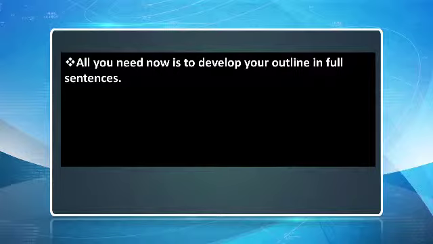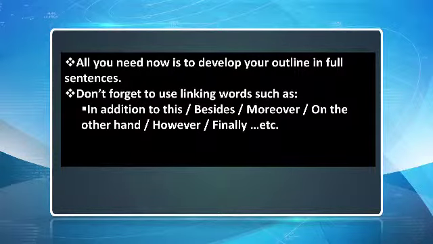All you need now is to develop your outline in full sentences. So now that we have the brainstorming done and we have our ideas, all we really need now is to develop our outline in full and complete and meaningful sentences. We should not forget to use linking words. Like I said, you need to use your helping words and phrases when you are mapping out and writing your composition. We have, in addition to this, besides, moreover, on the other hand, however, and finally.